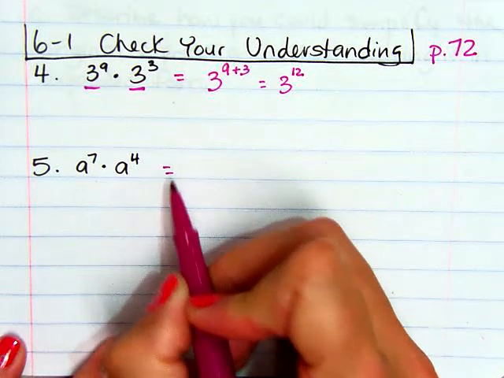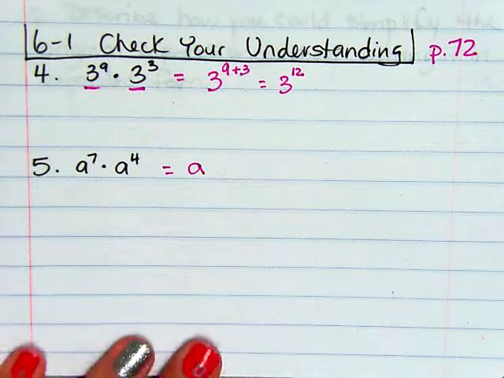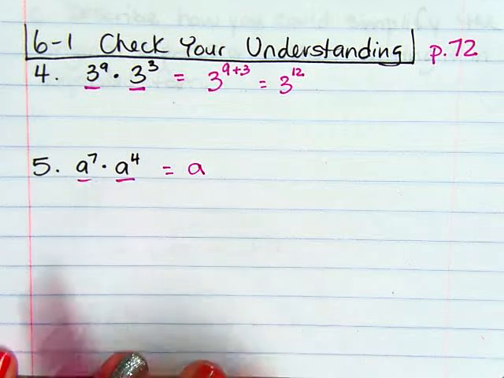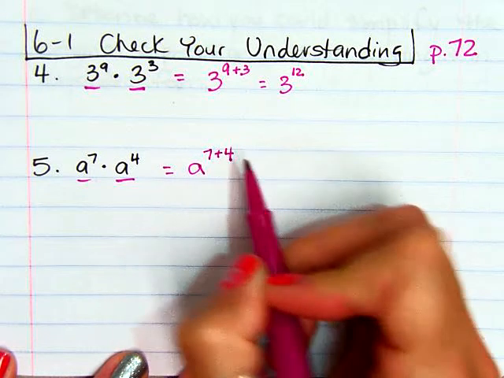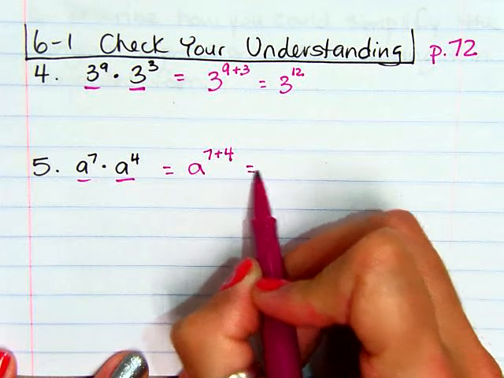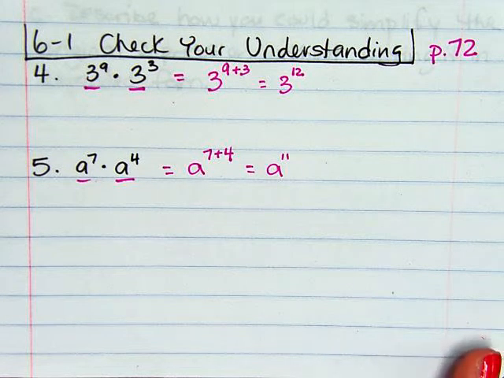Again, I'm going to look at number 5, which I can also expand and write A's a whole bunch of times. But since I have the same base of A, I can add 7 plus 4, which is 11. All right, so that's all I have for the check your understanding.